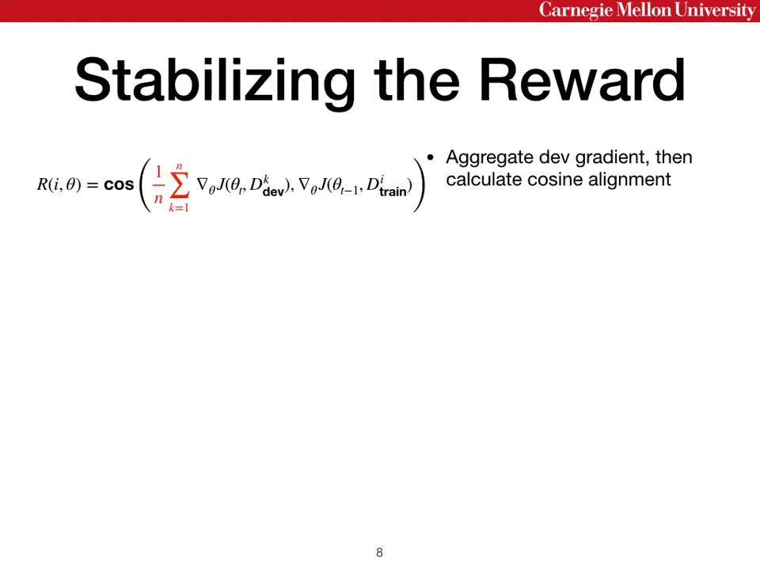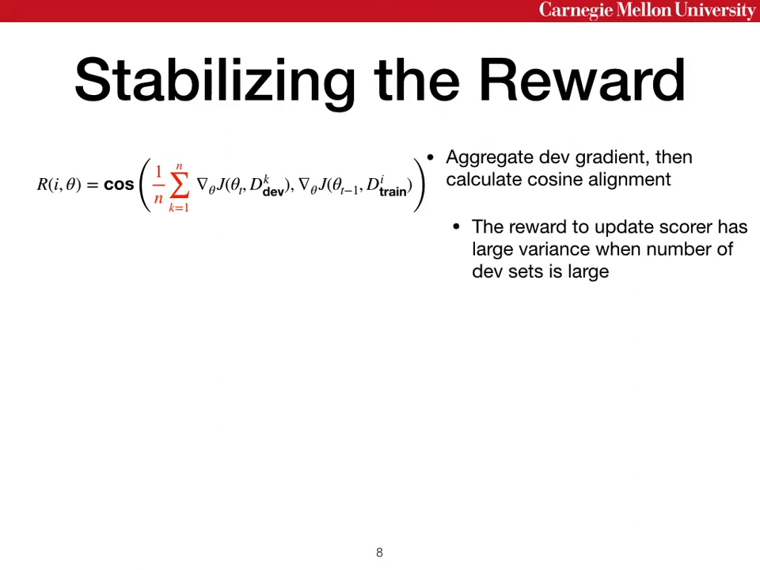We take a closer look at this reward signal. It can simply be calculated by aggregating the dev gradient first, and then taking the cosine similarity between the aggregated dev gradient and the training gradient. This is problematic when the number of languages we want to optimize is large. It's because when n is large, the aggregated dev gradient can have large variance, and this can lead to instability in training.